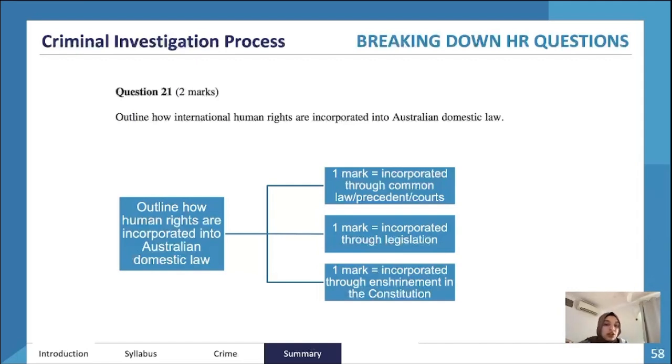You could talk about how it's incorporated into common law with precedents and courts. You could talk about legislation, or you could talk about incorporation through the enshrinement in a constitution, which are the 3 main ways really that we can get law incorporated into our system. So have a think about how you could answer this question. I'm going to just pause here and give you a bit of time to come up with a response, and then we can continue on from there.